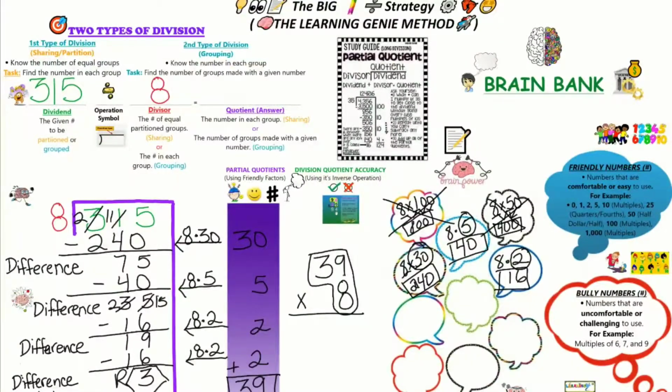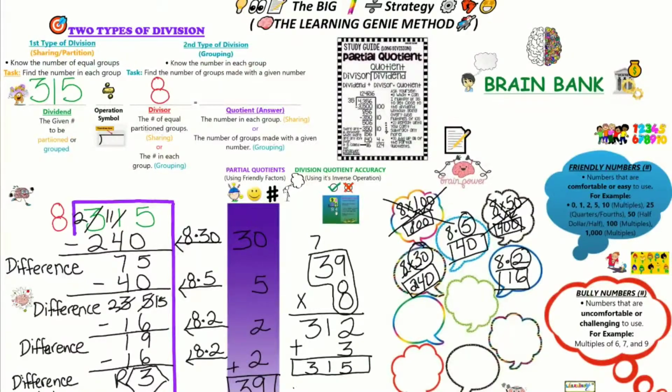So let's continue. 8 times 9 is 72. We regroup that 7 up there, and now we multiply the 8 times the tens. 8 times 3 is 24, plus 7 more equals 31. Now I have a total product of 312, but let's not forget we have to add the remainder. That's why it's not 315 yet. When I add the remainder of 3, I now get a sum of 315.